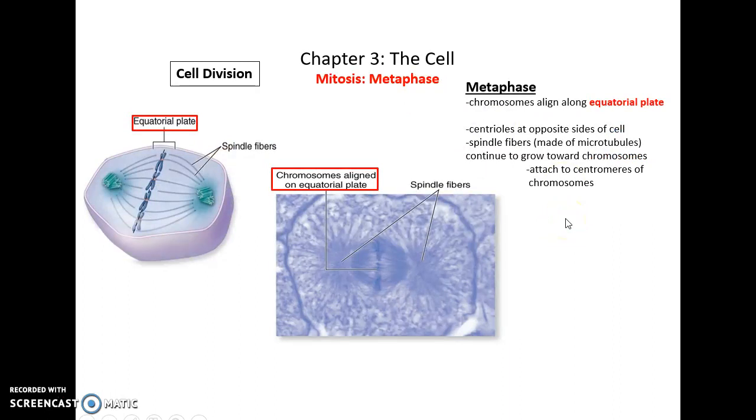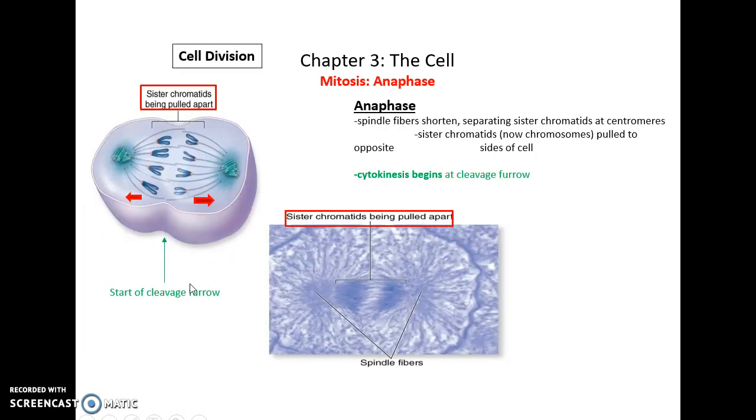Cell will then enter metaphase. Here, the chromosomes all line up down the equatorial plate or midline of the cell. The centrioles of the centrosome will then stretch out their spindle fibers that are building and building and building, and then connect to the centromeres of the chromosomes.